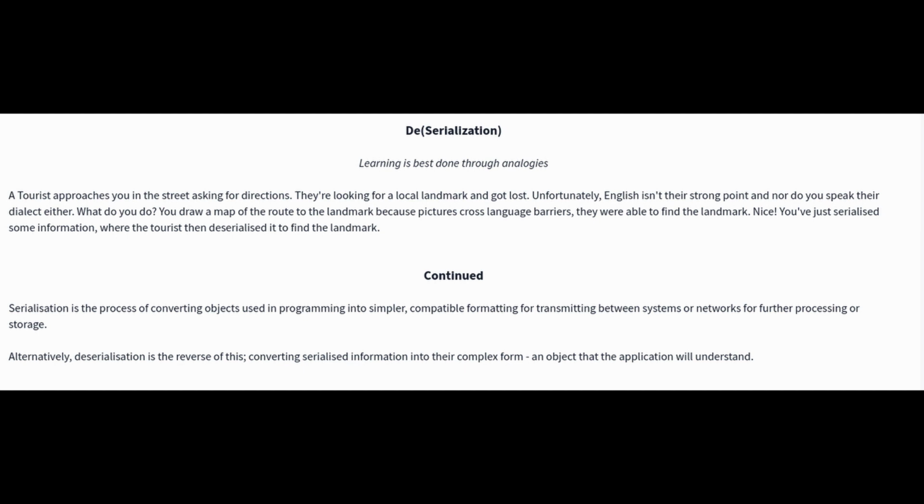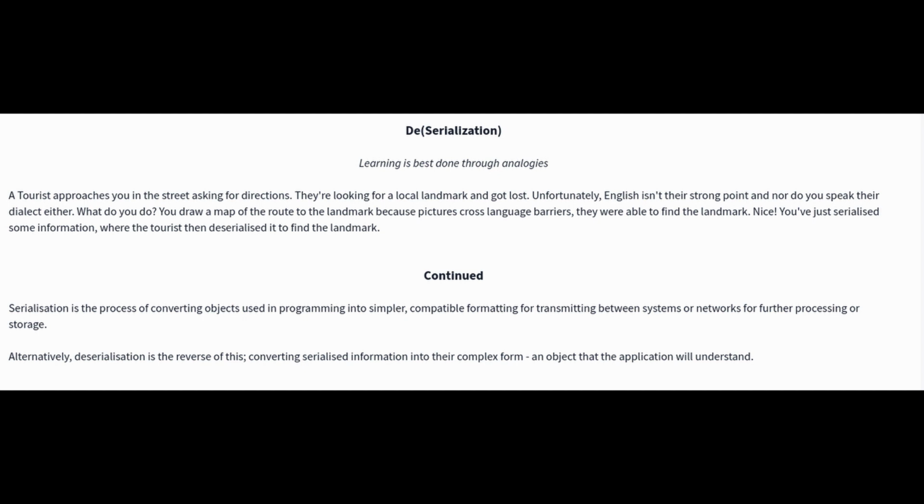Over here we have something similar, and it's an analogy, so don't take it too seriously. Serialization is the process of converting objects used in programming into a simpler, comfortable format. It's the base of networking. For example, you don't speak computer language, and the system doesn't understand or speak to you in the same language. That's why there is a medium between systems or networks, for further processing or storage. This is serialization.